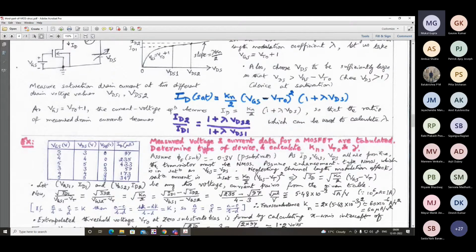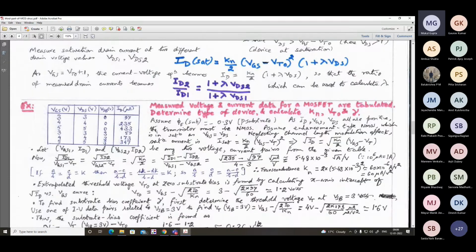Now, let us take one numerical example. Measure the voltage and current data for a MOSFET, which are tabulated, and let us determine the type of device and calculate.